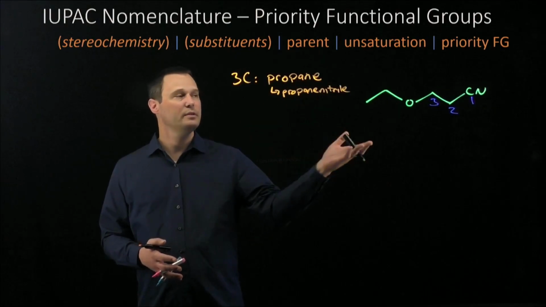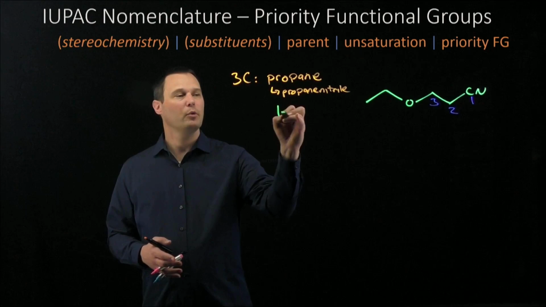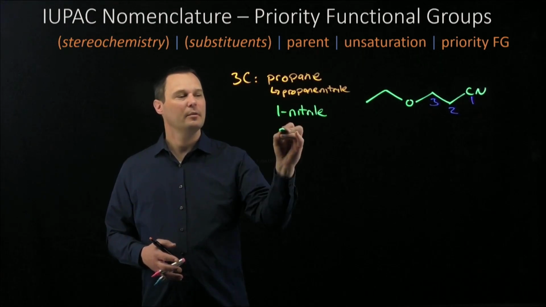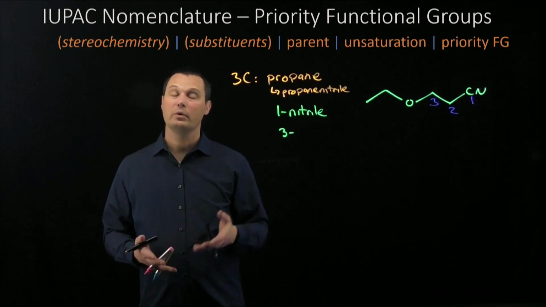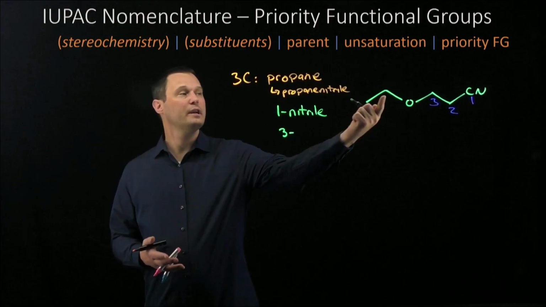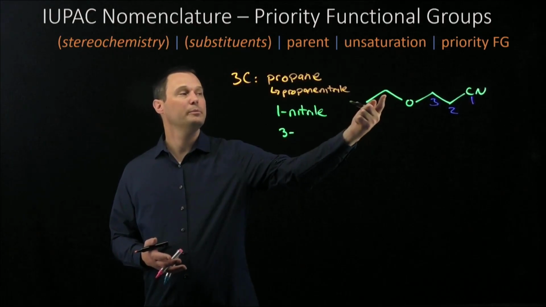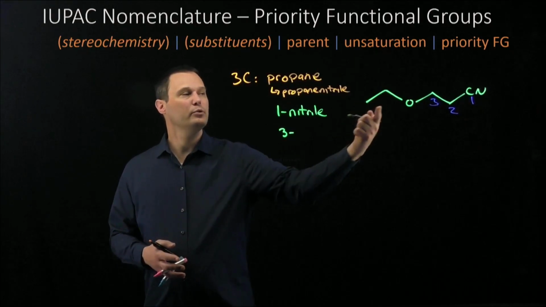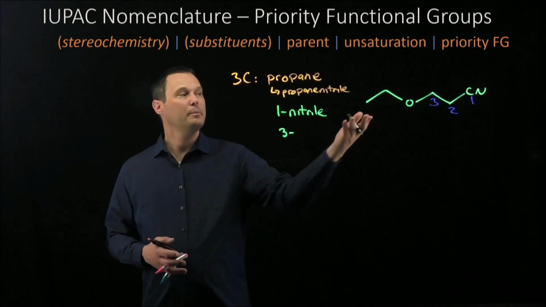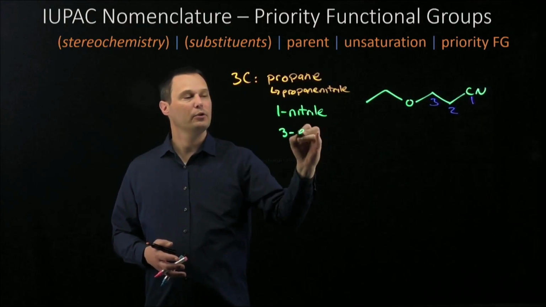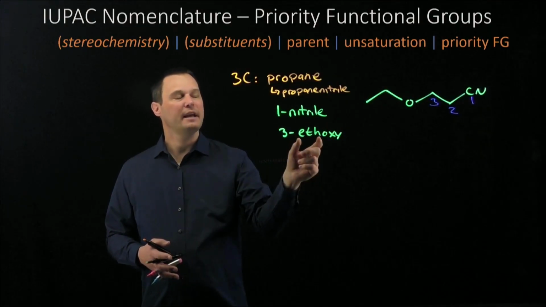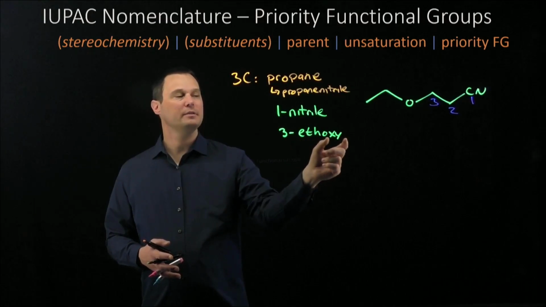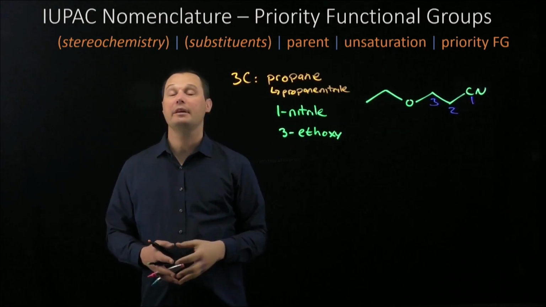Next, we list the substituents and their locations in the molecule. At carbon number 1, we have our nitrile group, and at carbon number 3, we have our ether group. Recall that to name ethers as substituents, we take the number of carbons in the ether group. Here, there are 2 carbons. The name for a 2-carbon substituent is an ethyl group, but because it's an ether, we don't call it an ethyl group, we call it an ethoxy group. The ETH syllable tells us there's 2 carbons, and the oxy tells us it's a 2-carbon ether substituent.